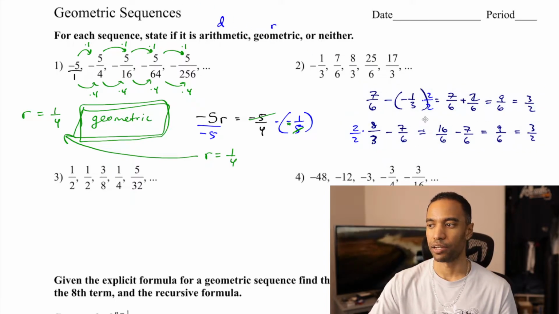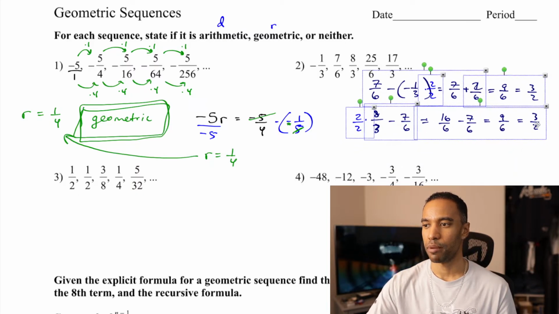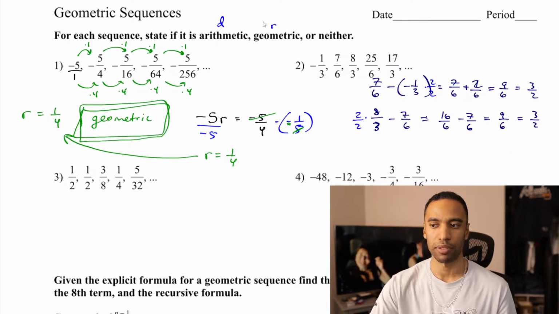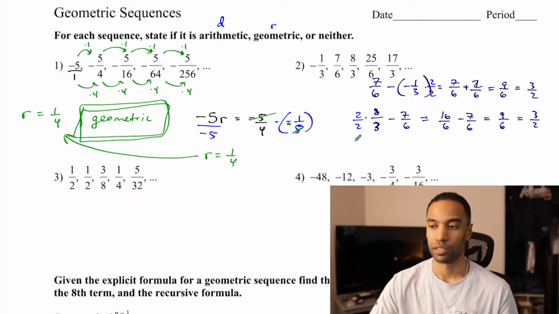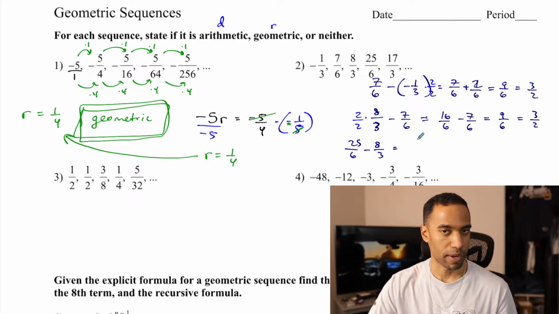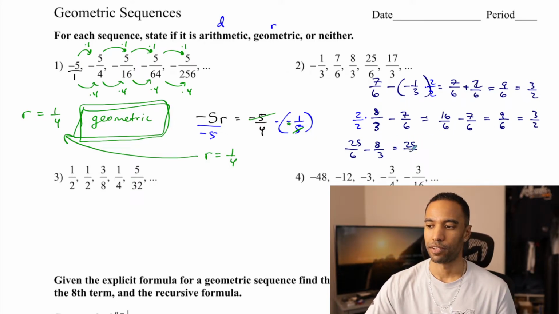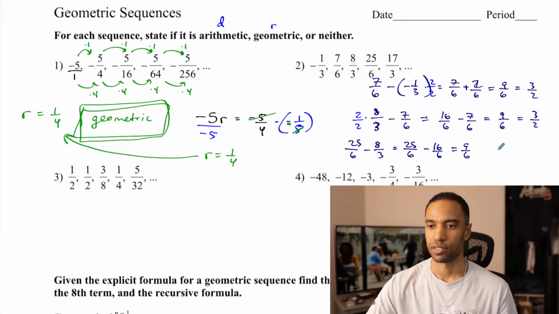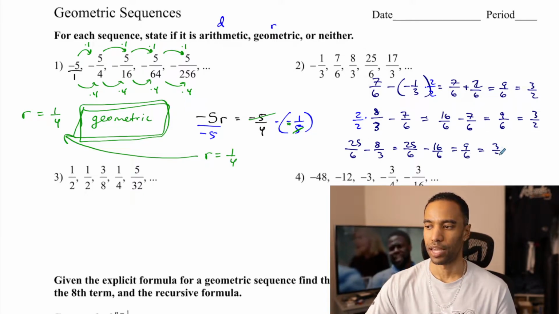We've got to check again. We've got to see if we still get 3/2. You've got to be sure all the way down the line, especially if it's not plainly obvious. And it's not plainly obvious to me. Here we go. 25/6 minus 8/3. Times these by 2, okay? So that's 25/6 minus 16/6. That's also 9/6, which is 3/2.